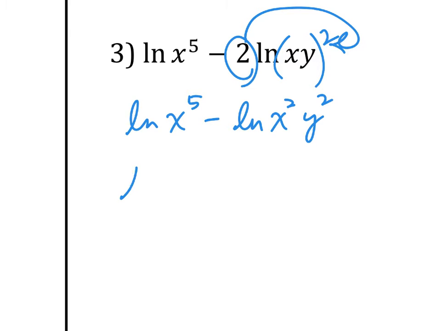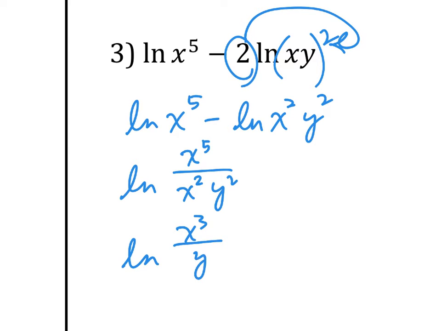Now we're combining the two logs together. There's a minus sign in between, so that means we're going to divide them, like so, and then just simplify it a little bit more. So x to the 3rd over y squared. Done.